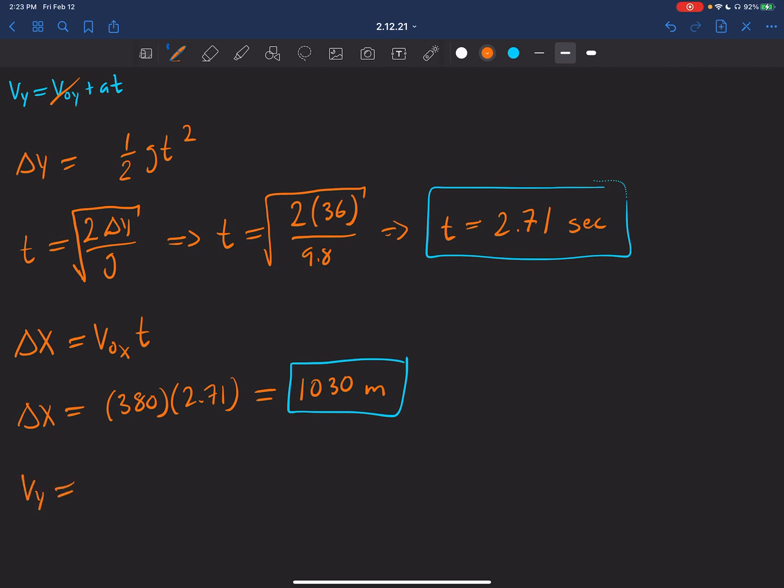Vy is equal to, it's just equal to gt, which is 9.8 meters per second squared times 2.71 seconds. And normally g would be negative, but this wants the magnitude of that vertical component. So we don't have to include the minus sign necessarily. And that right there is just going to give us a velocity at impact in the vertical direction of 26.6 meters per second.